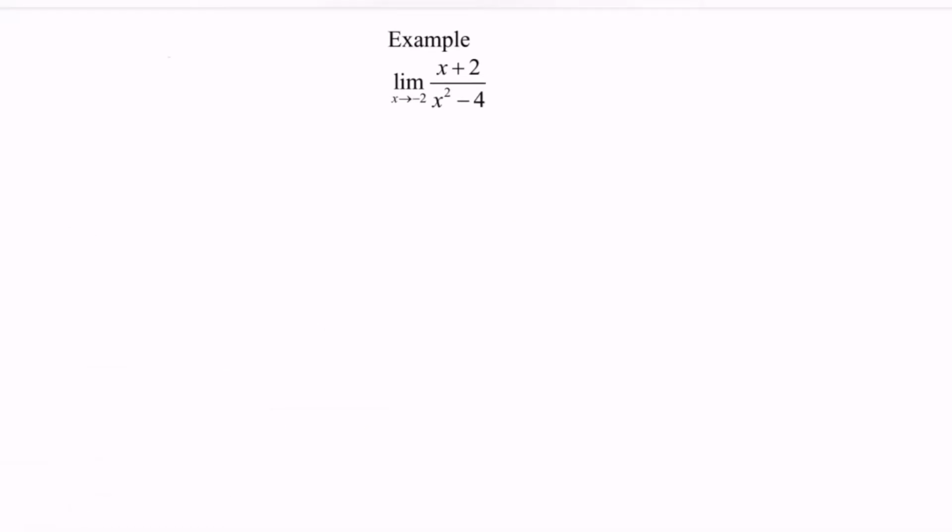So now we have the second situation for the indeterminate form. First, substitute the value into the function, and we will have 0 for the numerator. If we substitute negative 2 into the denominator, we will also have 0. So in this case, we have an indeterminate form.